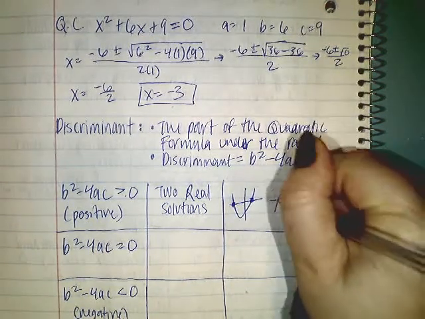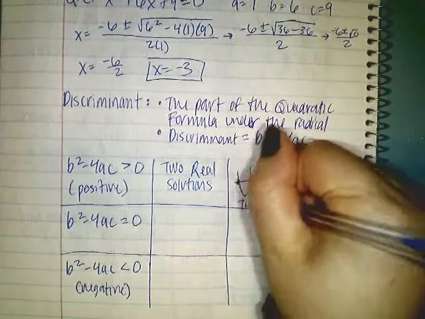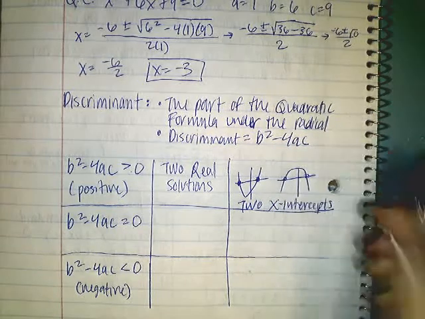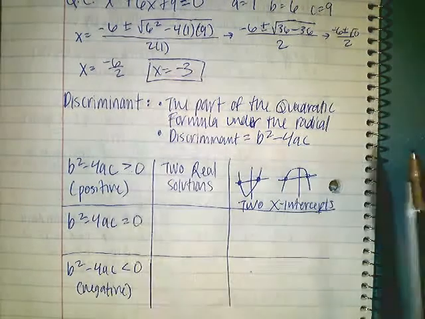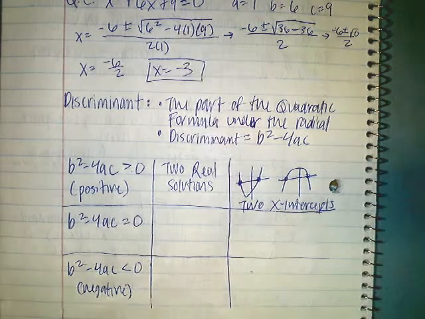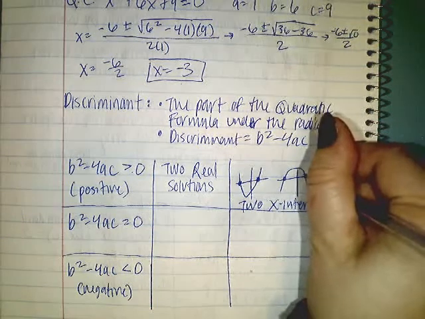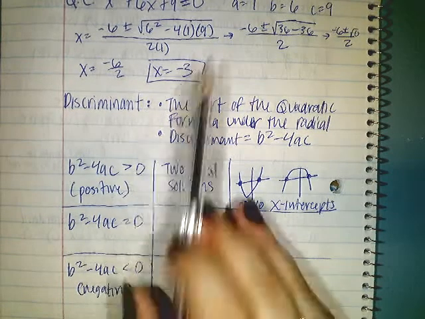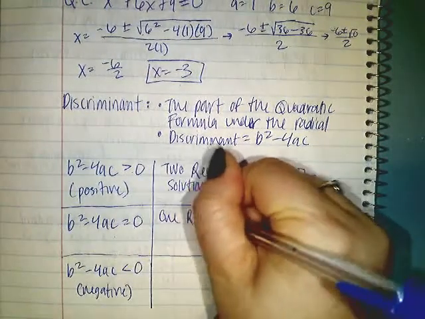So it could look like either of these parabolas. We'll have two x-intercepts. If our discriminant is positive, then we can take the square root. The discriminant is the part under the square root, so if we have a positive, there's no problem. We end up with two answers, like what we practiced in our original example. So that's completely fine.